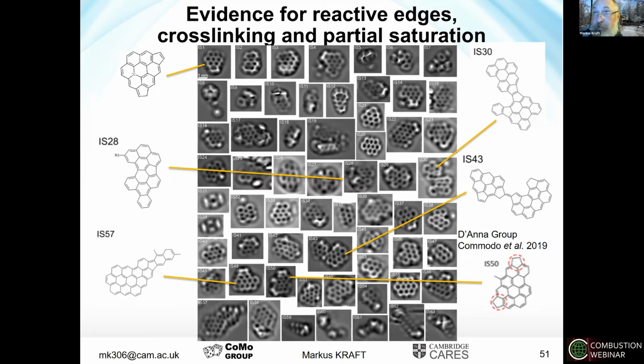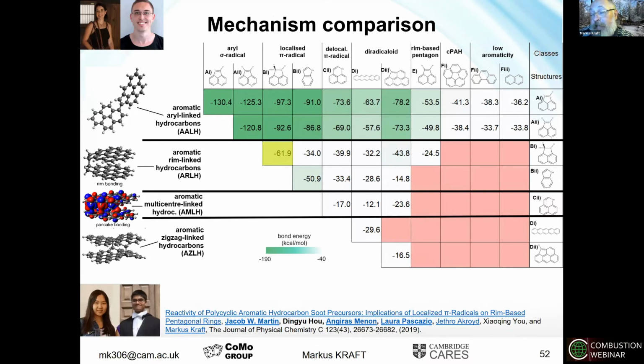And if we now look at the experiments from Danner's group, there is plenty of evidence for reactive edges, for cross-linking and partial saturations. And here are specific examples that we derived from these experiments. This was a groundbreaking paper and proved enormously important to us. So now, of course, there are many possible variations of forming these crosslinks.